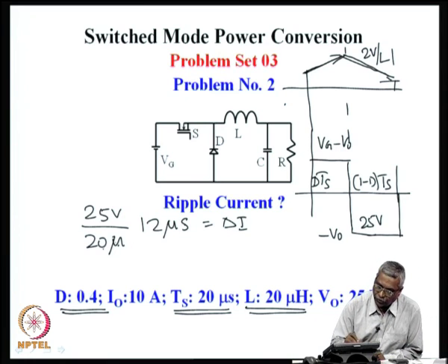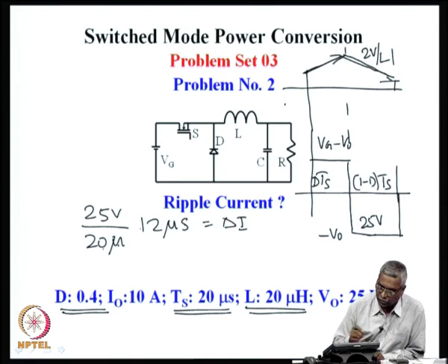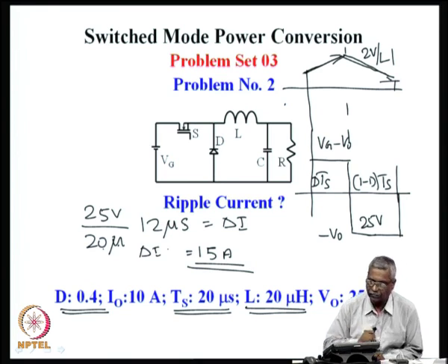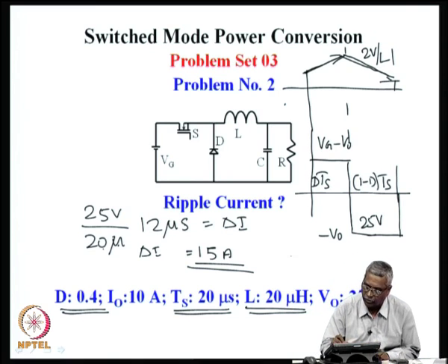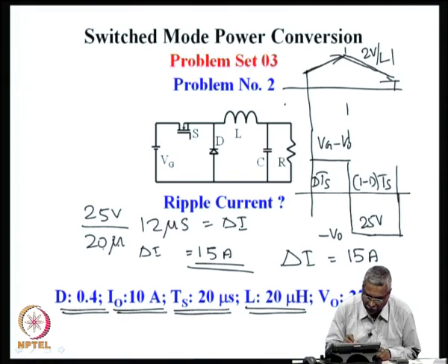So, these two units are micro. So, this will be 25 into 12, 25 into 12 divided by 20. So, that is 15 amperes. Delta I is equal to 15 amperes. So, this is the first relationship that we find out, that the current ripple in the inductor is 15 amperes. Okay. And the actual DC current through the inductor is 10 amperes.